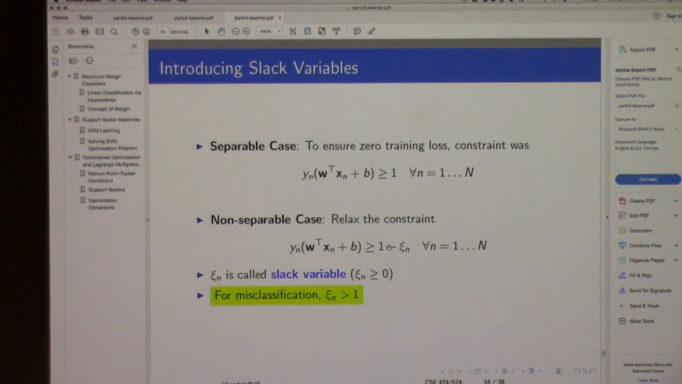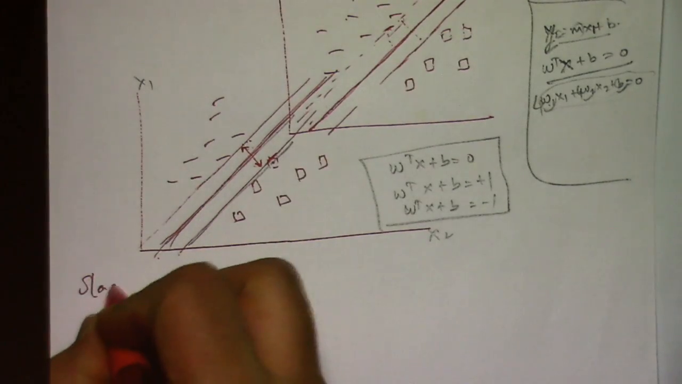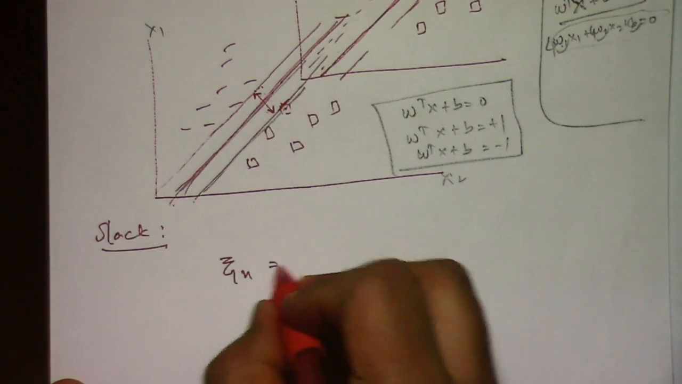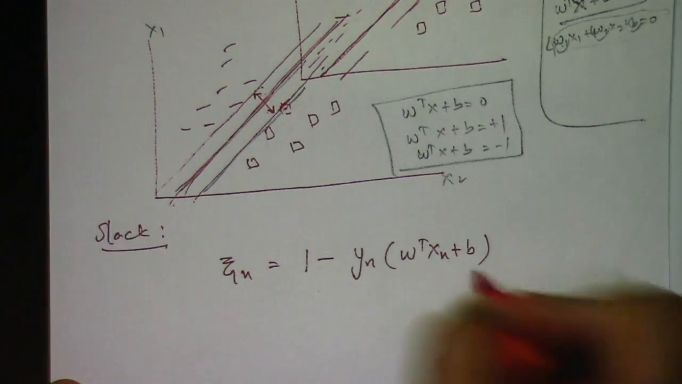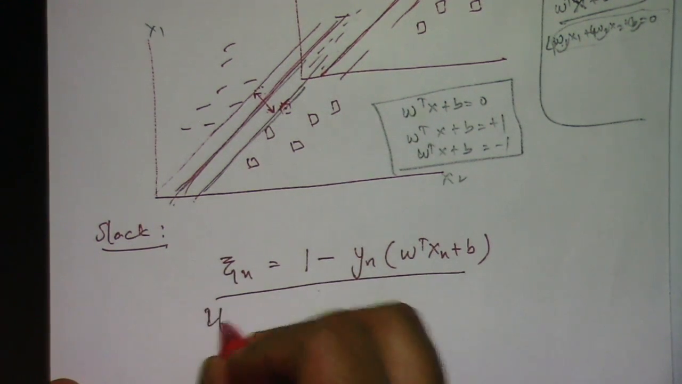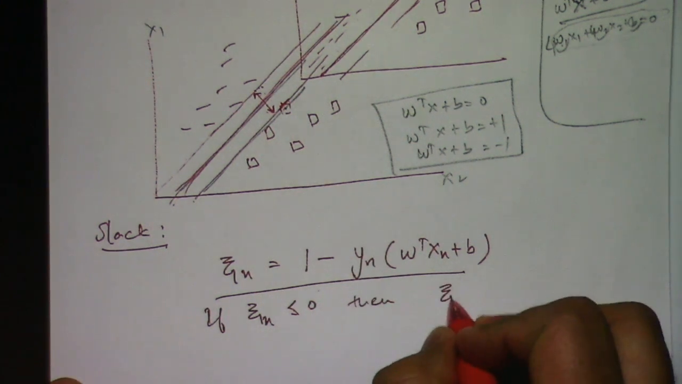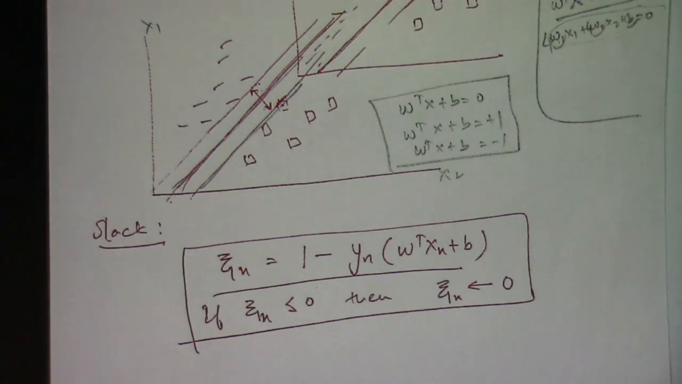I haven't written it in that form, but for any data point, slack is just 1 minus y_n times (W transpose x_n plus b). And if slack is less than 0, then set it to 0. That's the formula. So in that problem, all you need to do is, for every data point, compute this.